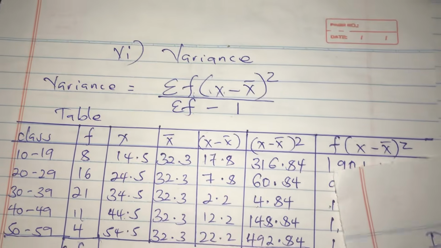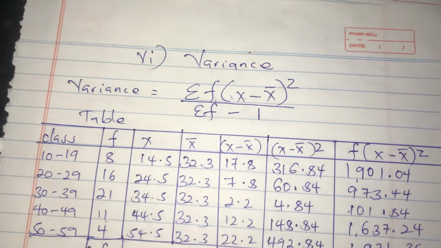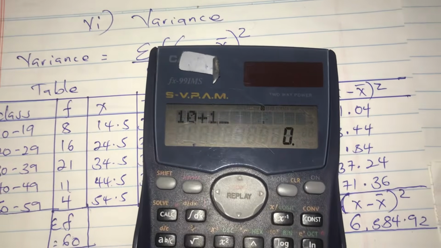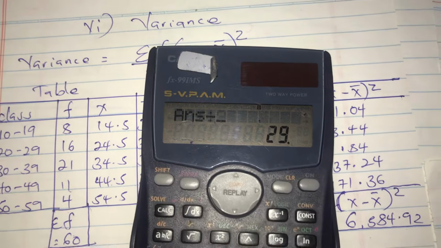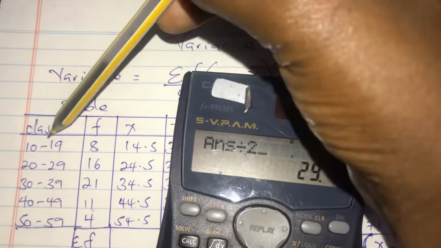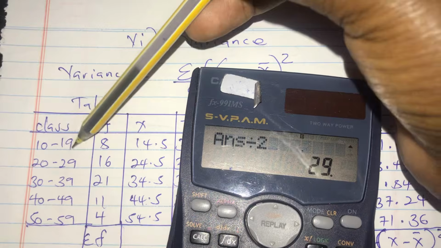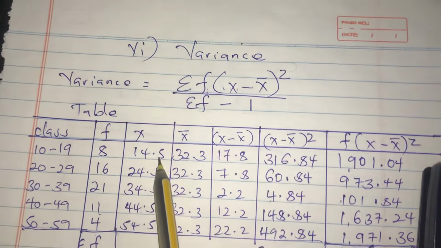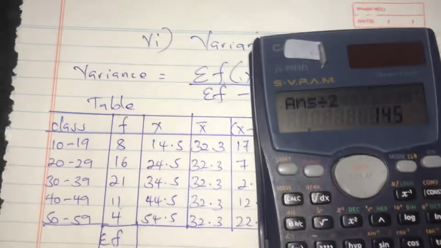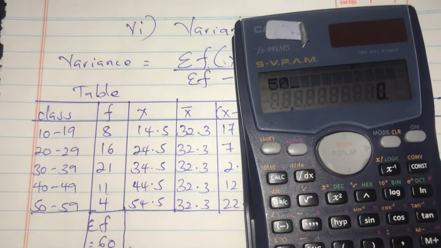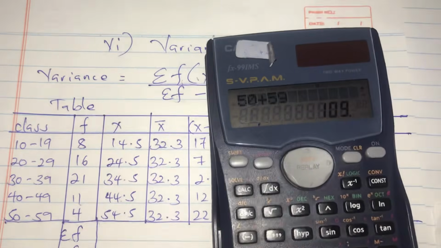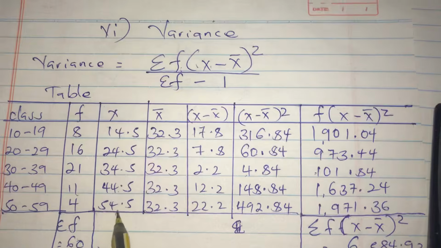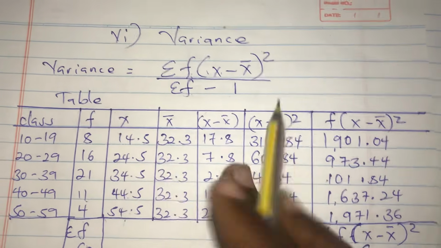We saw how to get x, like we get the average: 10 plus 19 divided by 2. We get the classes, 10 plus 19 divided by 2. We get 14.5. The last one, let's do the last one: 50 plus 59 divided by 2. We get 54.5. So you do the same thing for these.